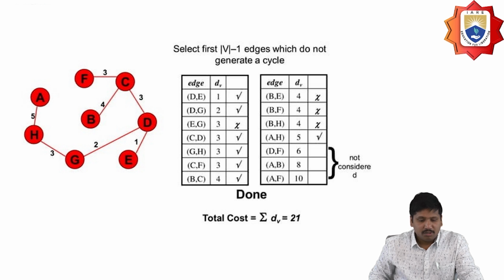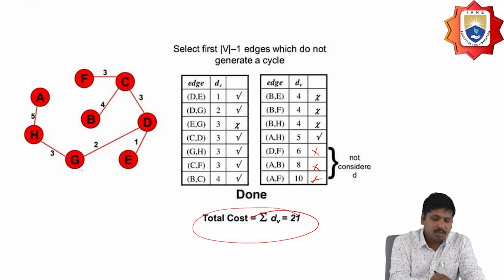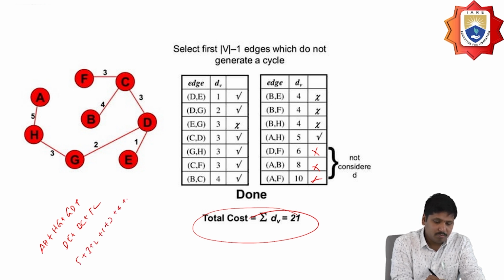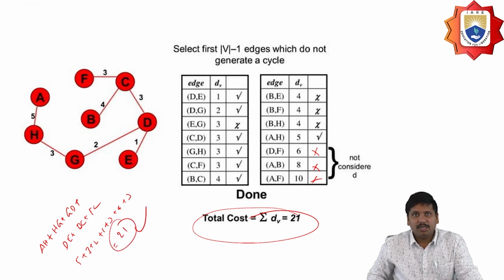Next, DF. This one is not going to be considered because it is again going to form a cycle. And the total cost should be AH plus HG plus GD plus DE plus BC plus FC. So that means the weights 5 plus 3 plus 2 plus 1 plus 3 plus 4 plus 3. So that should be 21. So 21 is the minimum weight spanning tree of the given graph here.